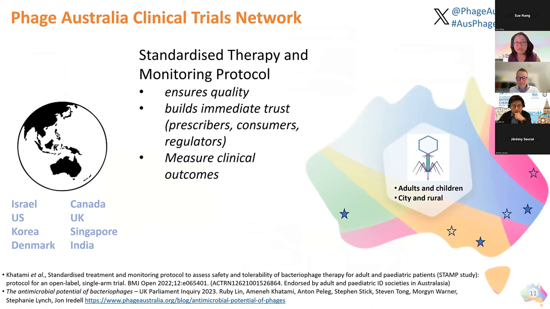In addition to setting up a biobanking and bioprospecting program, we also established a national clinical trial network. This is to build trust amongst the prescribers. If we don't have the clinician support, it doesn't matter how you pitch the therapeutic value of phage, we do need the clinicians to come on board. So this network is to build trust from prescribers, consumers, and regulators. And the immediate goal is pretty much to satisfy the immediate demand on phage therapy and measure the clinical outcome carefully.